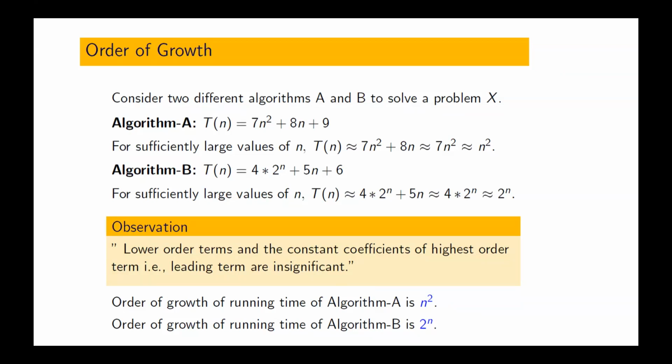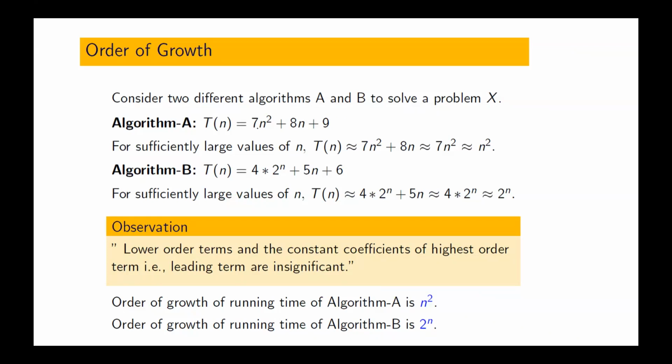So let us recall the definition of order of growth. Given the total number of operations performed in an algorithm, that is, loosely speaking, the running time of the algorithm, we drop all lower order terms as well as constant coefficients of the highest order term. Whatever remains, we call it order of growth or rate of growth.